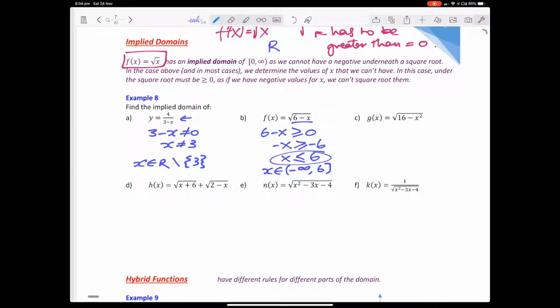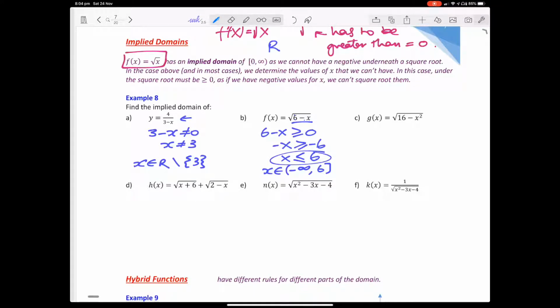Just to test, if I put in a value that's less than 6, say 2, we're going to get 6 minus 2 and then we can square root that. But if I put a value greater than 6, say 8, 6 minus 8 is negative 2. We can't square root negative 2, so we know that we've got the right domain.